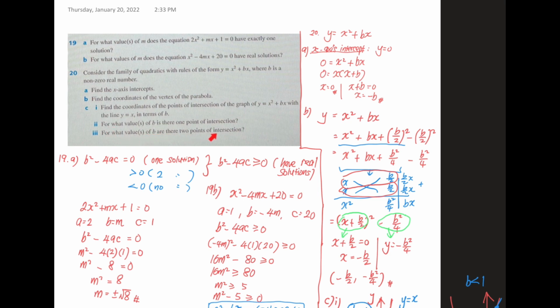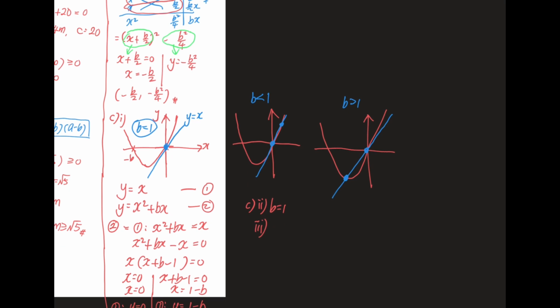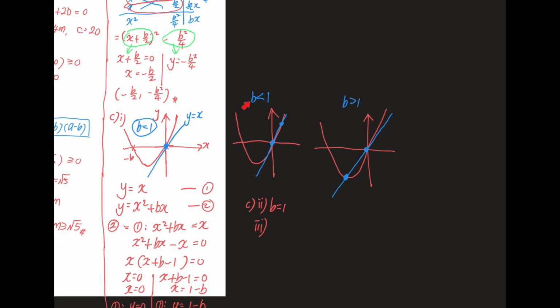For what values of B are there 2 points of intersection? Okay, so it belongs to these two scenarios actually. B less than 1 and B greater than 1. There are 2 intersection points. So we just write down when B is less than 1 or B is more than 1. Okay, so we have done question 20.